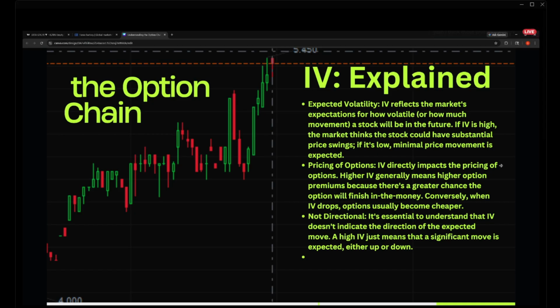So we're going to break these different aspects of the option contracts down really quickly. Again, some of this is going to be repetitive. IV, expected volatility: IV reflects the market's expectation of how volatile or how much movement a stock will have in the future. If IV is high, the market thinks the stock could have substantial price swings. If it's low, minimal price movement is expected.